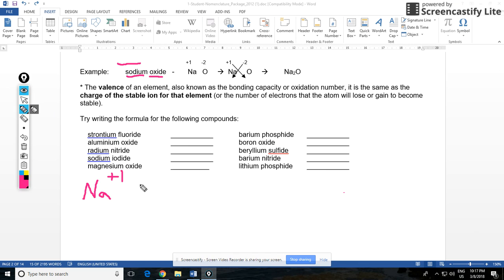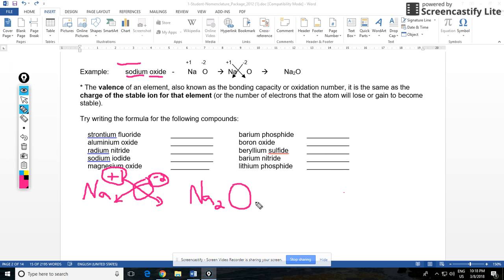So Na is plus 1, O is minus 2, because it's in group 6, needs 2. Easier to gain 2 than it is to lose 6. Circle the charges in crisscross. Bring the plus 1 from the sodium down to where the oxygen is on the other side, and bring the negative 2 from oxygen down to the sodium on the other side. And the end result is you get Na2O. Don't write the charge symbol, just put the number.